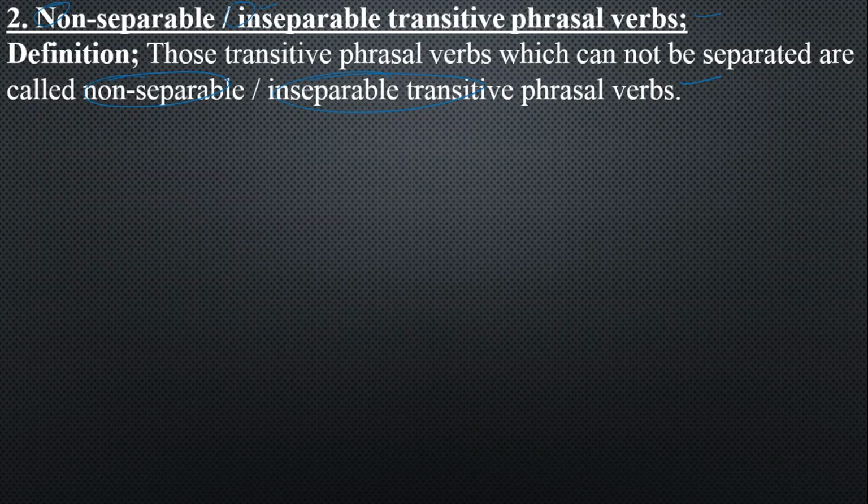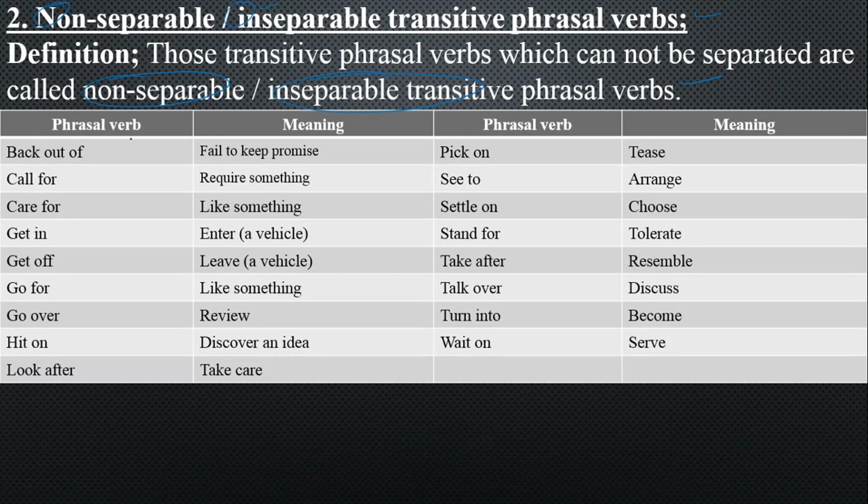Now we will look at examples of such verbs. First we will discuss: back out of, fail to keep a promise. Call for, require something. Care for, like something. Get in, enter a vehicle. Get off, leave a vehicle. Go for, like something. Go over, review. Hit on, discover an idea. Look after, take care. Pick on, tease. See to, arrange. Settle on, choose. Stand for, tolerate. Take after, resemble. Talk over, discuss. Turn into, become. Wait on, serve. So these are the verbs which cannot be separated. These can be changed into passive voice. Like I say, he sees to the meeting.